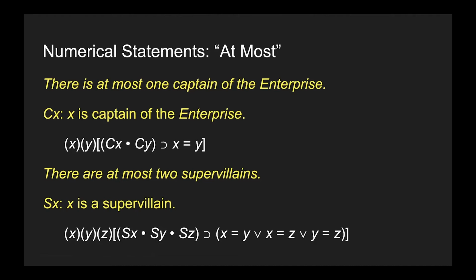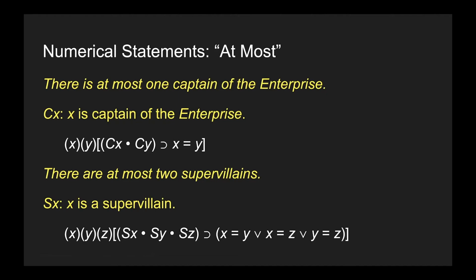Now, it doesn't say that there actually are any captains of the Enterprise here. Notice we don't have a statement like Captain Kirk is captain of the Enterprise or there exists some captain of the Enterprise. This statement doesn't say that. It just says there's at most one captain of the Enterprise, but it doesn't actually say that there are any captains of the Enterprise, which is why we don't have an existential quantifier there.